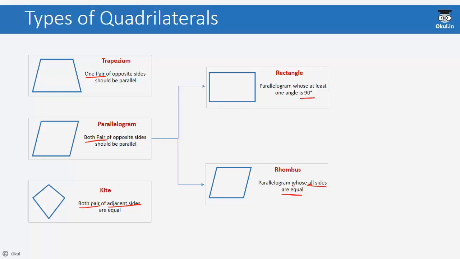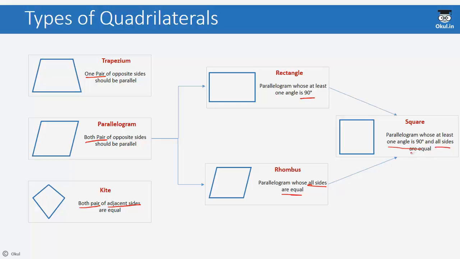The last one is a square, which is a mix of a rectangle and a rhombus. The property transferred to it from a rectangle is all angles must be 90 degrees, and from a rhombus it is all sides must be equal. Both these properties are satisfied for a square, and all the properties that hold true for a rectangle and a rhombus also hold true for a square.